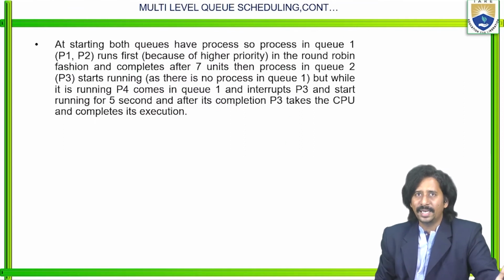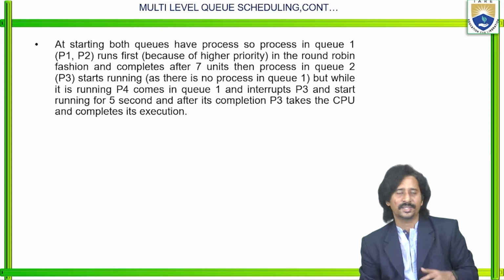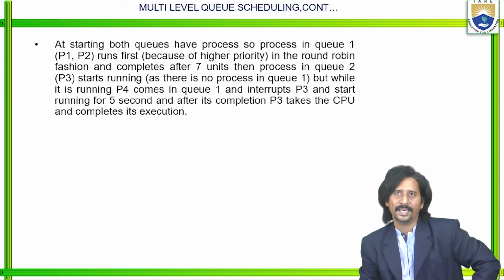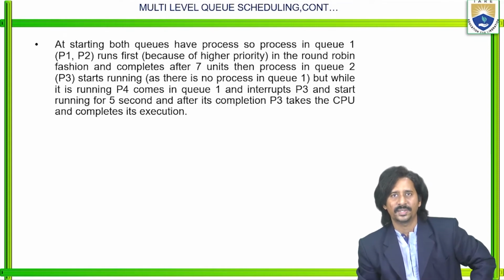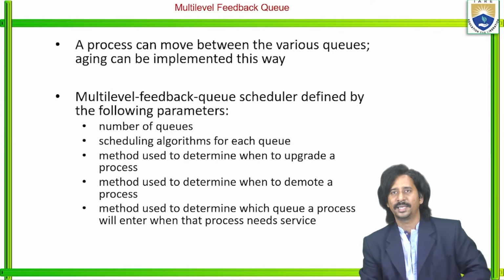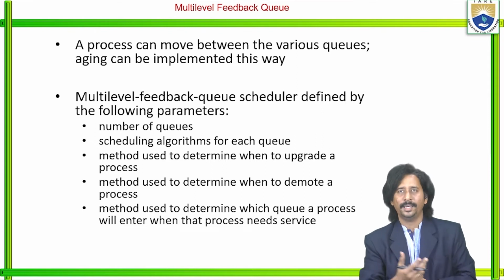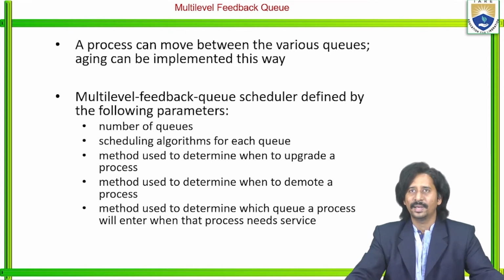After 7 units, the process P3 comes into the picture because there is no process in the Q1. But while it is running, P4 comes in Q1 and interrupts P3. So it definitely starts running for 5 seconds, and after its completion, P3 takes the CPU and completes its remaining execution time. So that deals with the multi-level queue scheduling algorithm. Then coming to the multi-level feedback queue scheduling algorithm.